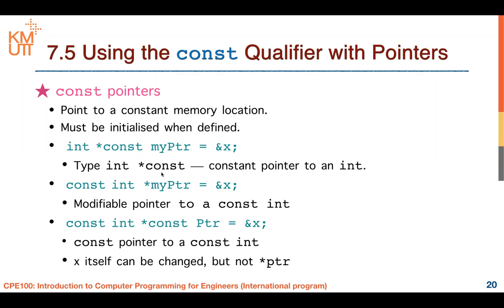This type, int * const, is a constant pointer to an integer: int * const myPointer = &x. The other form is a modifiable pointer to a constant integer, where the pointer can be changed. If you define const int * const ptr, it is a constant pointer to a constant integer. For the earlier case, x itself can be changed, but ptr cannot be changed. x is a variable, so the value of x can be changed, but the pointer will be fixed.